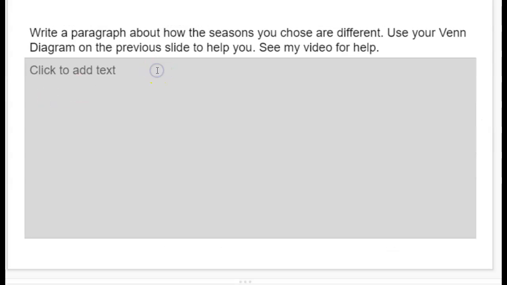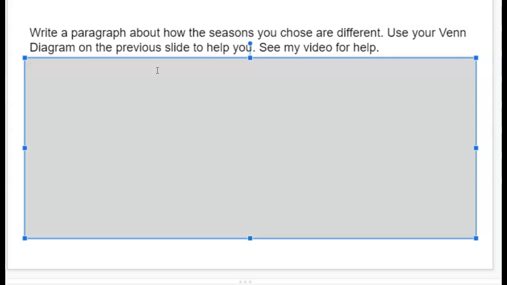First thing we want to do is indent. So 2 finger spaces if you're handwriting it. Tab button, that's the one that has the arrows, if you're typing it. We want to start by restating the question, but we don't have a question. So restating why we're writing.